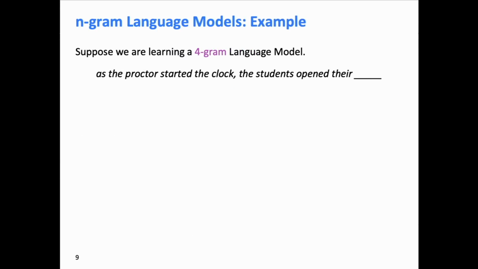Okay, so here's an example with some words. Suppose we're trying to learn a 4-gram language model, and suppose that we have a piece of text that says, as the proctor started the clock, the students opened their blank. And we're trying to predict what word is coming next. Because we're learning a 4-gram language model, our simplifying assumption is that the next word depends only on the last 3 words, the last n-1 words. So we're going to discard all of the context so far, except for the last 3 words, which is students opened their.